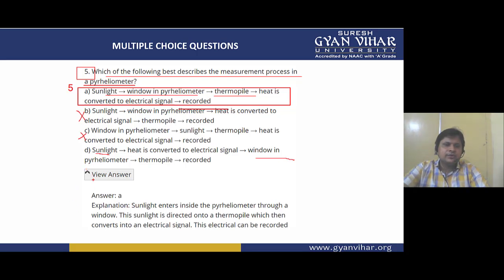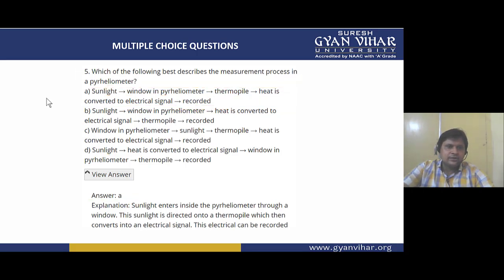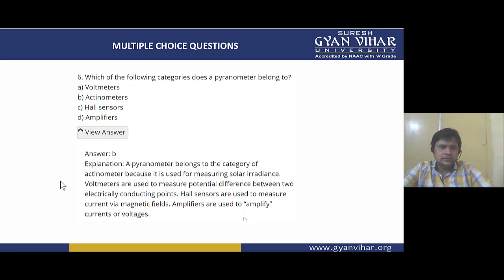So among all the options, A is the correct one, and the explanation is sunlight enters inside the pyrheliometer through a window. This sunlight is directed onto a thermopile, which then converts it into an electrical signal, and this electrical signal can be recorded. So this was your multiple choice question number 5. Now let's move into the next question, question number 6.